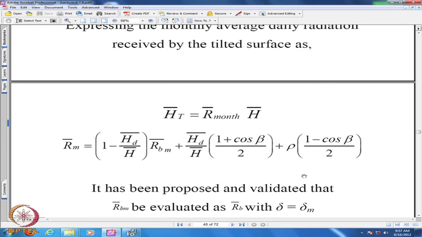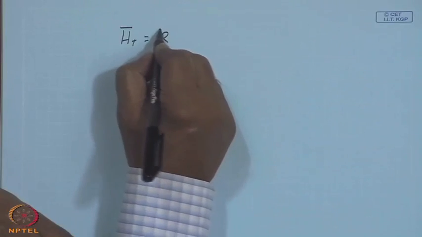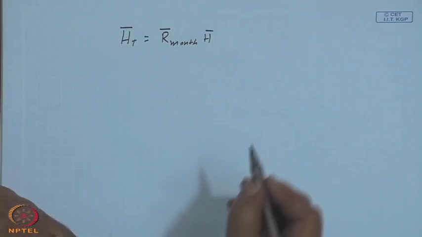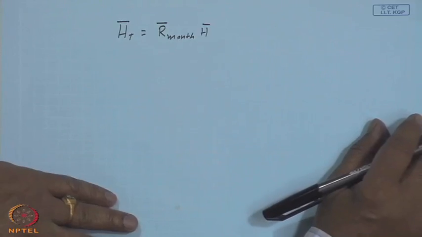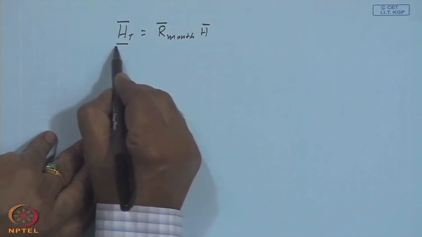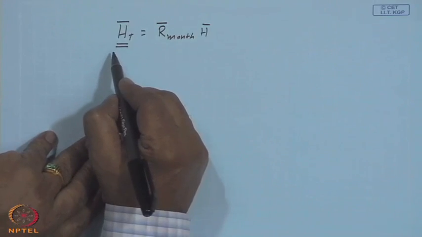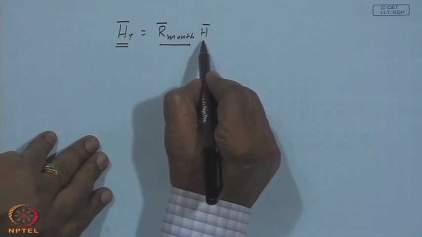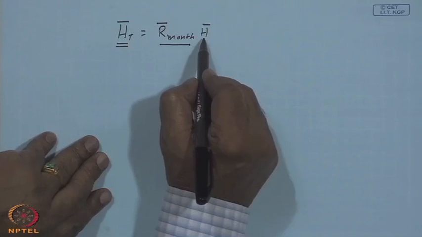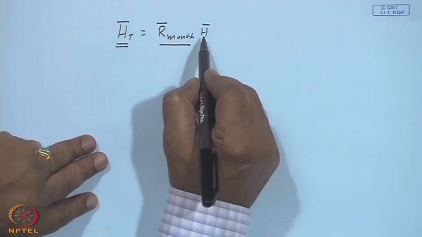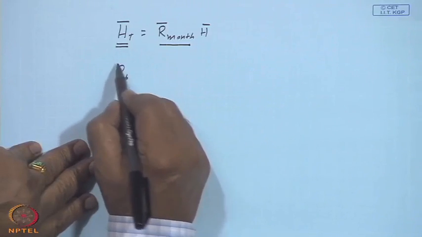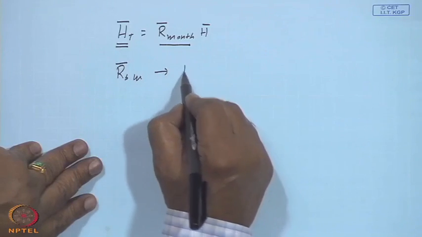So, the overall tilt factor can be expressed as H T bar equal to R bar for the month into H bar. That is, basically we are trying to estimate the monthly average daily radiation received by a tilted surface in terms of a single factor multiplied by the monthly average daily horizontal radiation, exactly analogous to the way we have done for the month. However, we noticed that R B bar for the month is a weighted average.